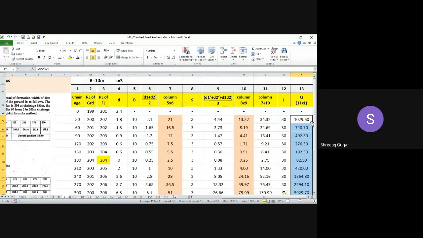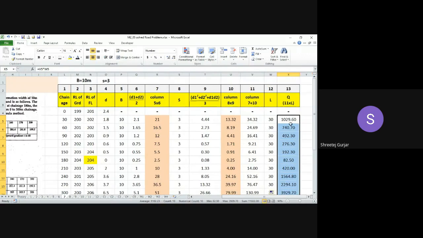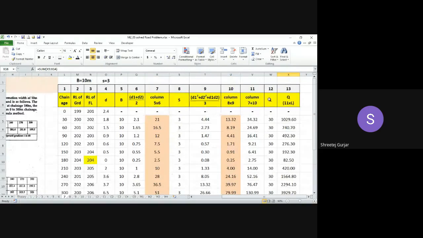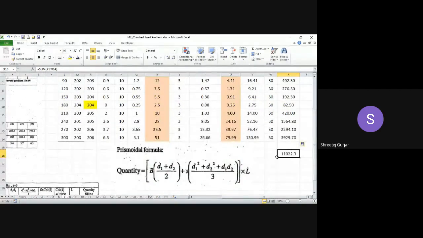Okay, so now we have calculated all the quantities. The total quantity is 11022.3112. So this is how you can calculate using this formula, the Prismoidal formula. Because our formula varies, our tabular column also we have to vary according to the formula, and we have to calculate the total quantity. So quantity we have got is 11022.